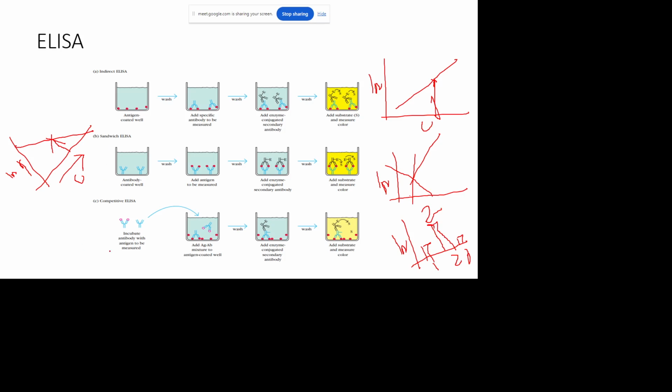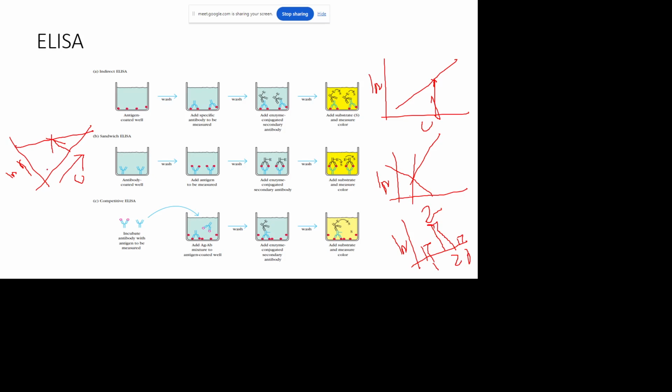So that is your competitive ELISA, where you are competing. This antigen will bind to the antibody, and only the free antibodies can interact with the coated antigen and give you signal, right? So this is your competitive ELISA. So indirect ELISA, sandwich ELISA, and competitive ELISA, all three are very important, and they have different purposes.